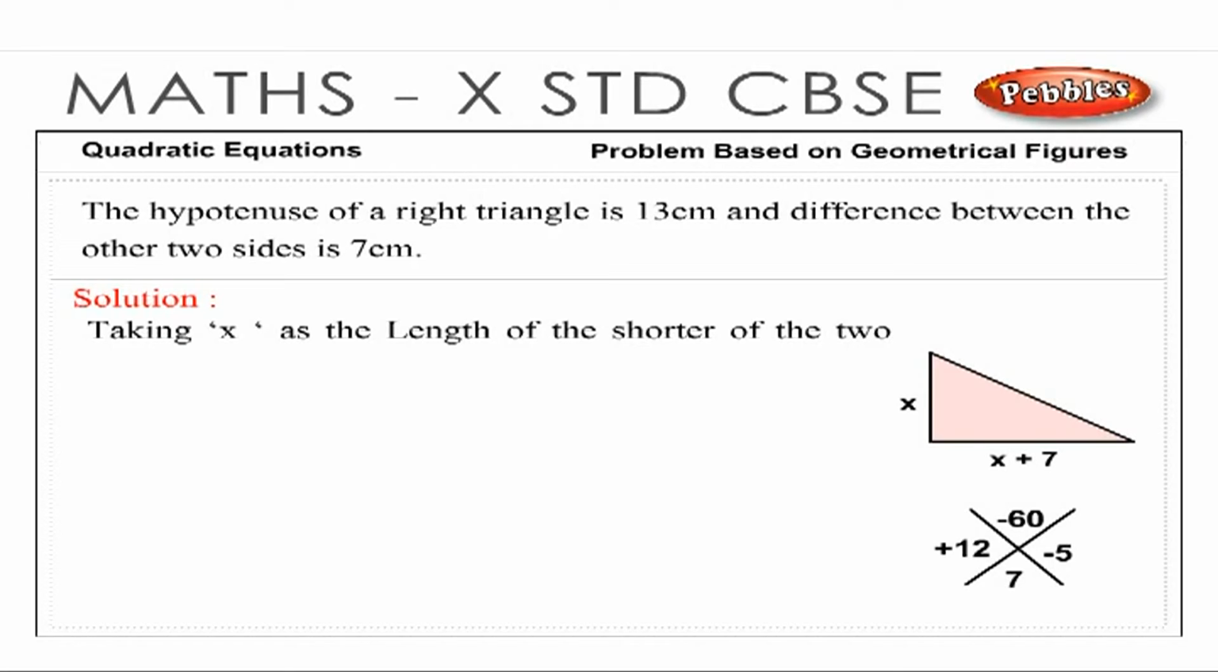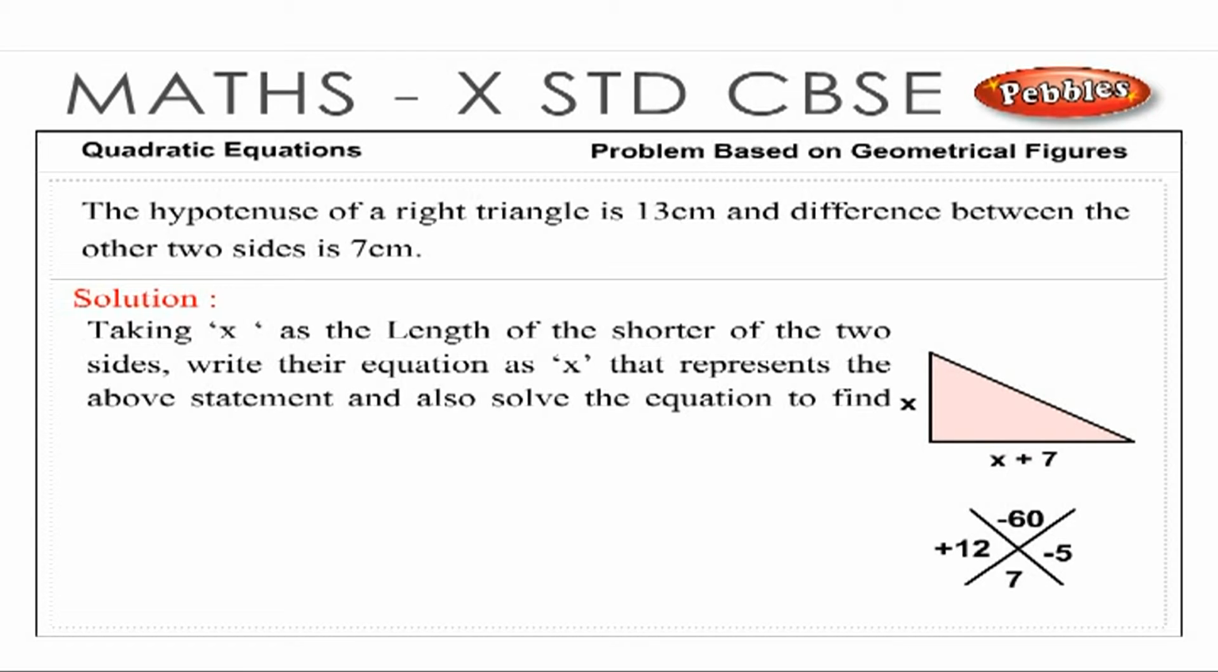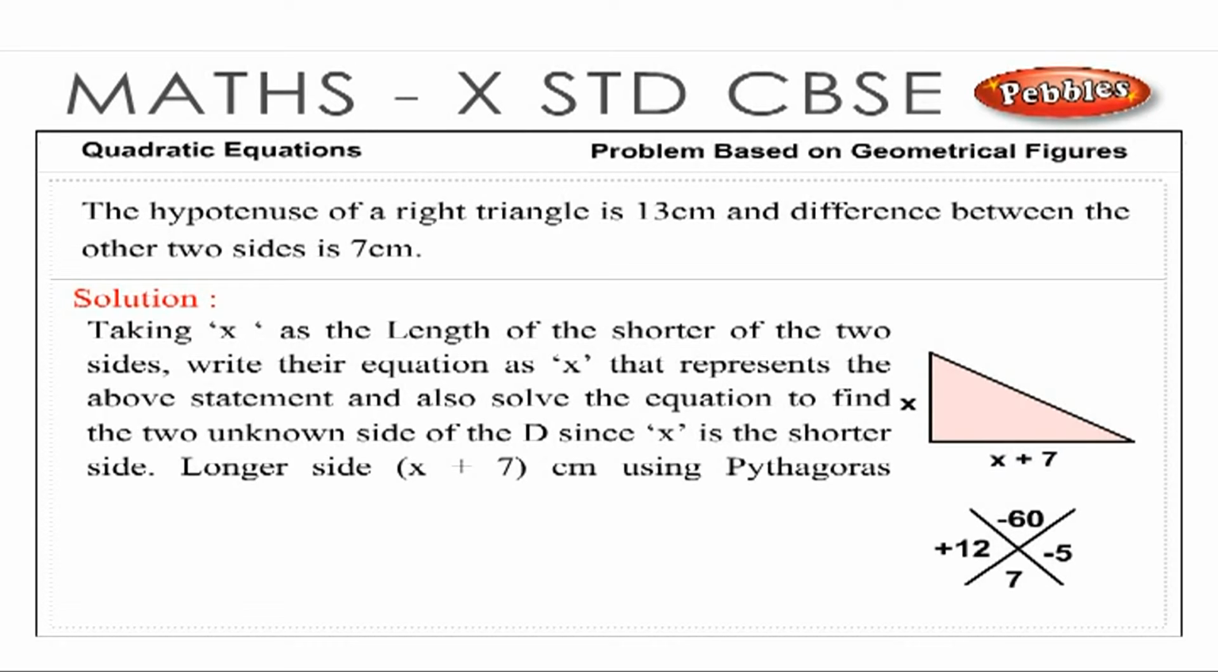Taking x as the length of the shorter of the two sides, write the equation in x that represents the above statement, and also solve the equation to find the two unknown sides of the triangle. Since x is the shorter side, the longer side is x plus 7 cm. Using Pythagoras theorem, we get x square plus (x plus 7) the whole square is equal to 13 square.